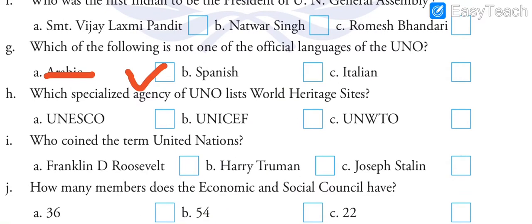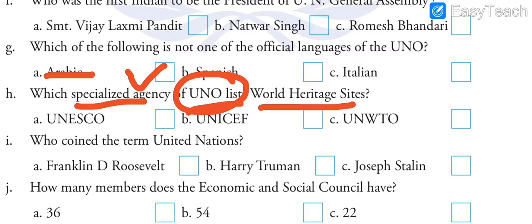Next we have is, which specialized agency of UNO lists World Heritage Sites? So this is the specialized agency of UNO which lists the World Heritage Sites. Also, after answering this question, the answer is UNESCO. You have to tell me how many world heritage sites are from India. Means India has how many sites which have been given the tag of World Heritage Site by UNESCO. So you have to tell me how many World Heritage Sites there are in India.